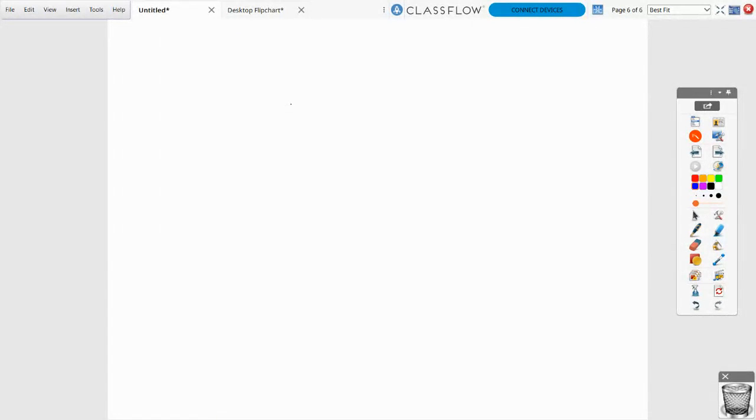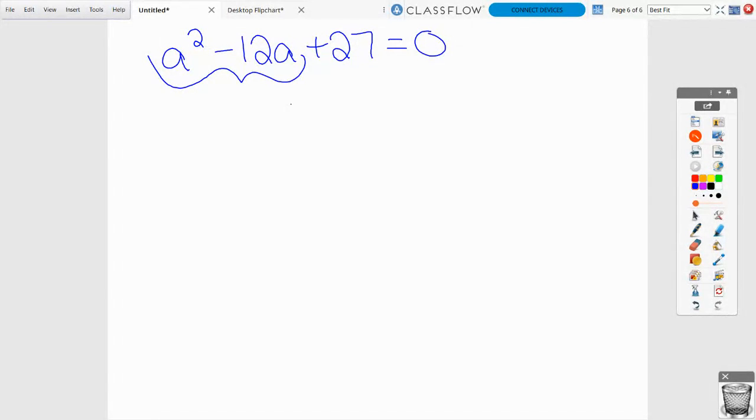Last problem we're gonna look at today. a squared minus 12a plus 27 equals 0. Now remember I said we don't want that 27 over there. We want to complete the square with just these two pieces. So we don't want this equal to 0. So we need to get rid of this 27 to make sure we're even in the right format to complete the square.